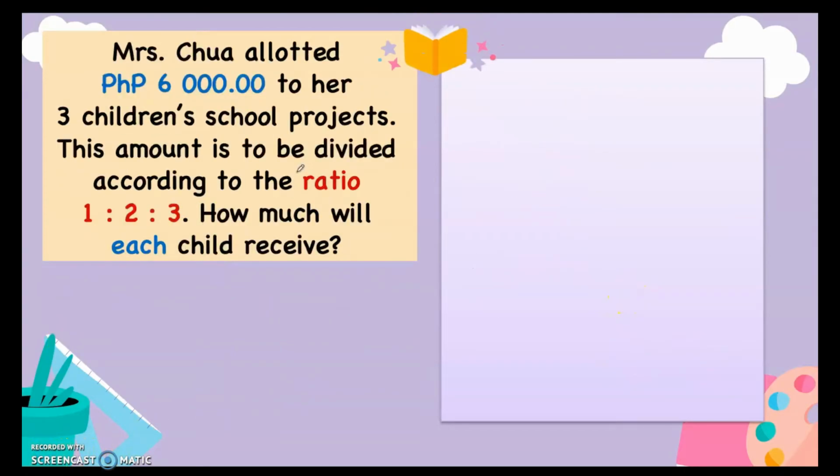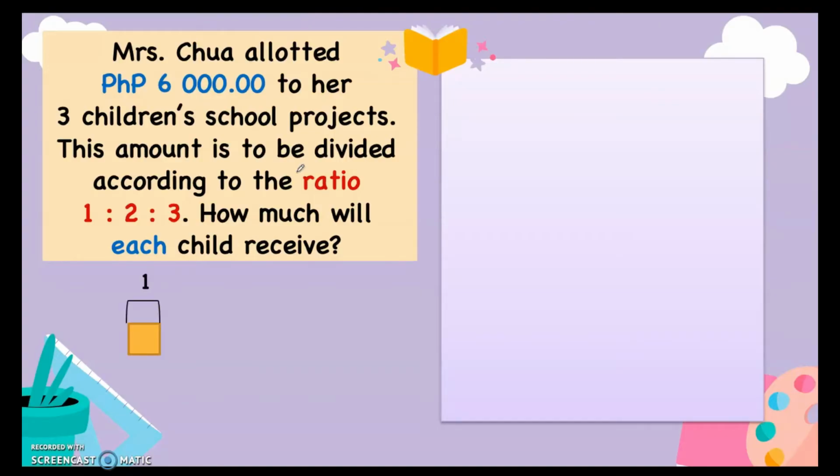Next example. Mrs. Chua allotted 6,000 pesos to her 3 children's school projects. This amount is to be divided according to the ratio 1:2:3. How much will each child receive? So this example is almost the same as the first example that we have. This one is an example of partitive proportion because the whole is divided into parts proportional to the given ratio.